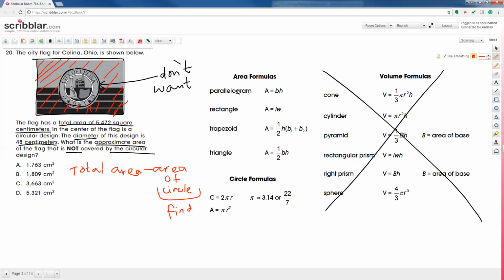So we look at our shapes. We have parallelogram, rectangle, trapezoid, triangle. None of those are circles, but then they have separate specific circle formulas. And specifically, we want area. C stands for circumference. That's kind of like perimeter on a shape that's made of straight lines. Circumference is if you measured the outside edge of a circle, that's that distance. A stands for area.